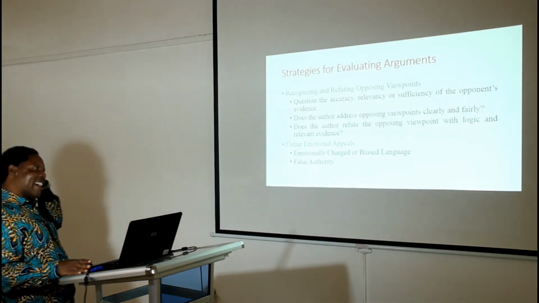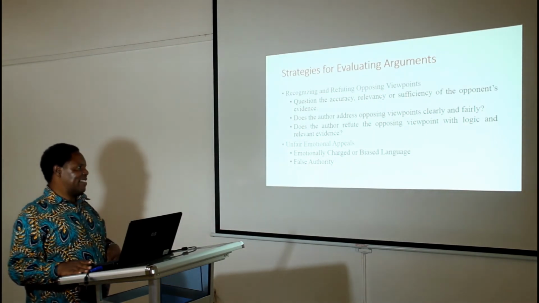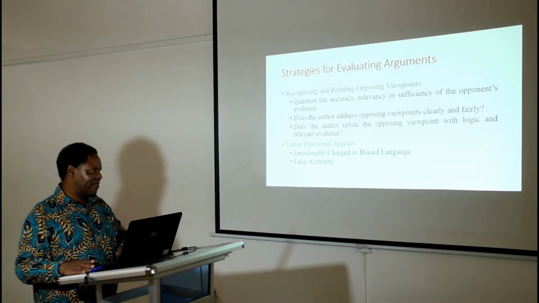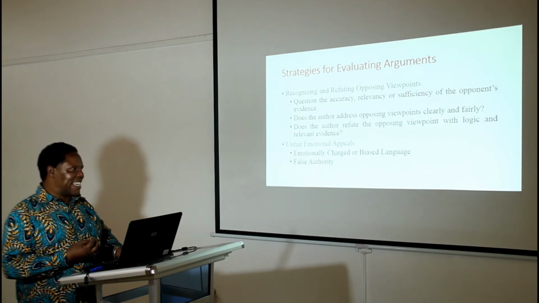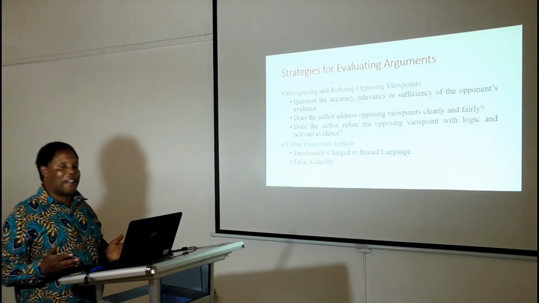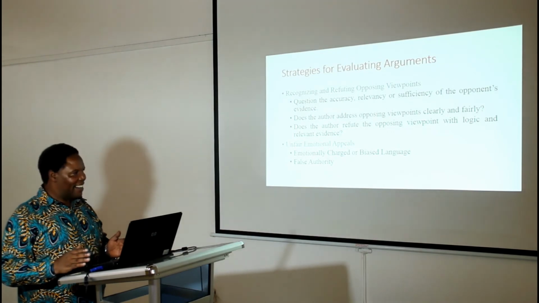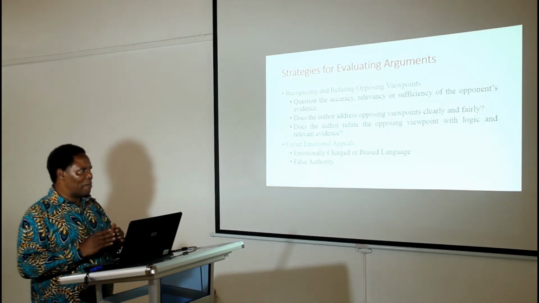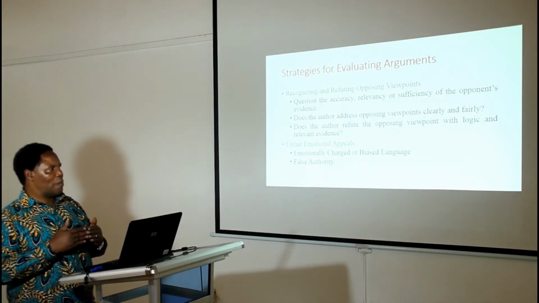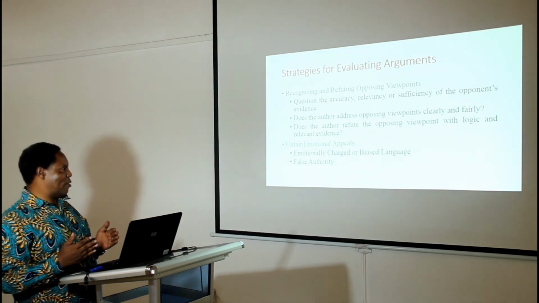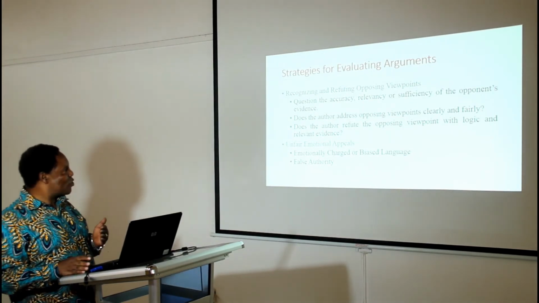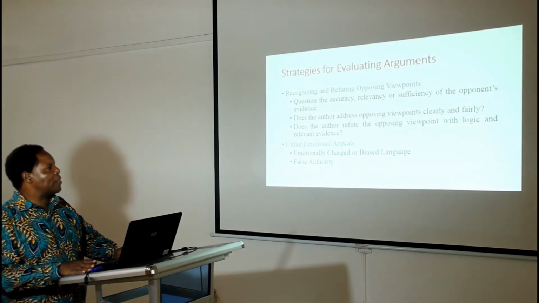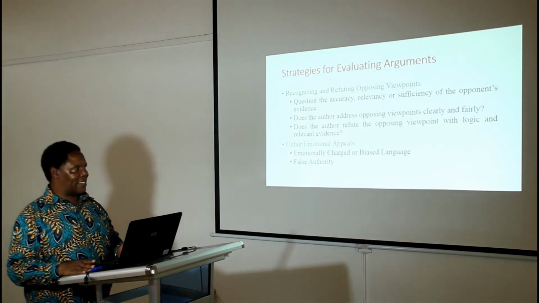Again, try to see whether the author addresses the opposing viewpoints clearly and fairly. Because sometimes you can address it clearly, but not fairly. To be clear is not necessarily to be fair. But these two are very important. The opposing view should be treated clearly and fairly in order to make sure that what you are trying to say is accepted. Does the author refute the opposing viewpoint with logic and relevant evidence?